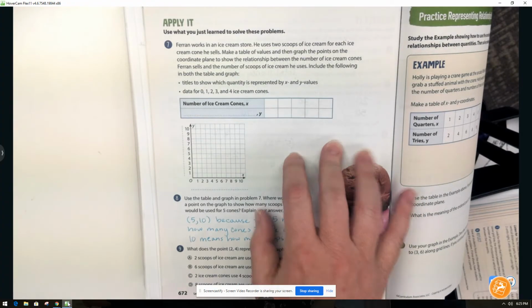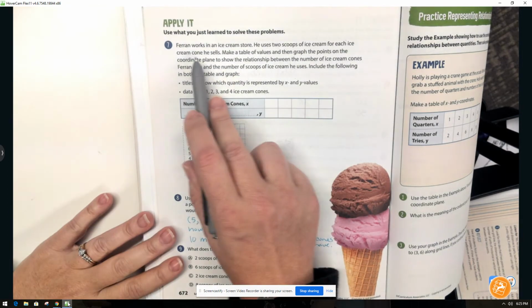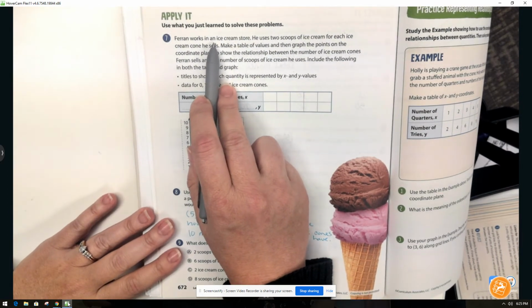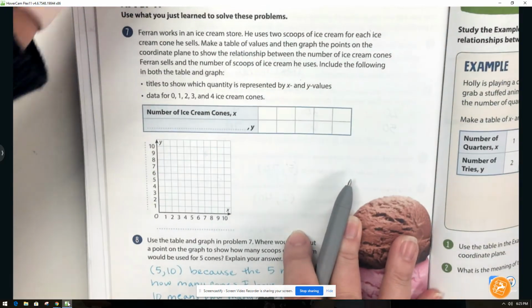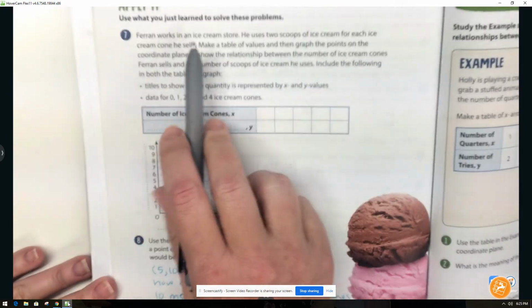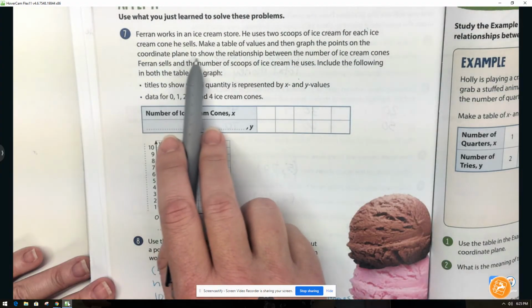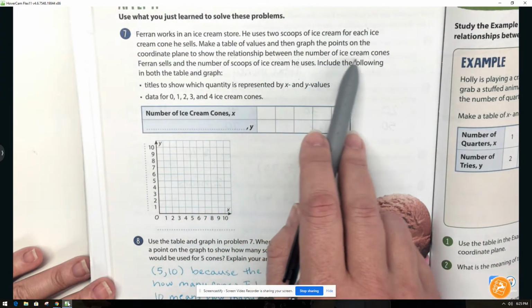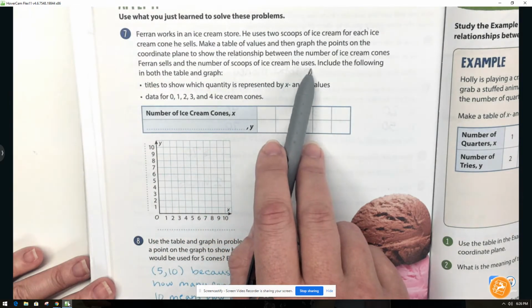All right, on the next page, it says this: use what you have learned to solve these problems. So Theron works in an ice cream store, and he uses 2 scoops of ice cream for each ice cream cone he sells. Make a table of values and then graph the points on the coordinate plane to show the relationship between the number of ice cream cones Theron sells and the number of scoops of ice cream he uses.